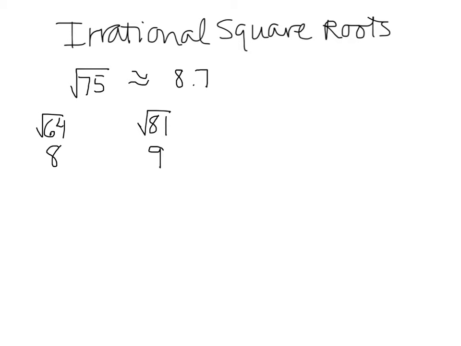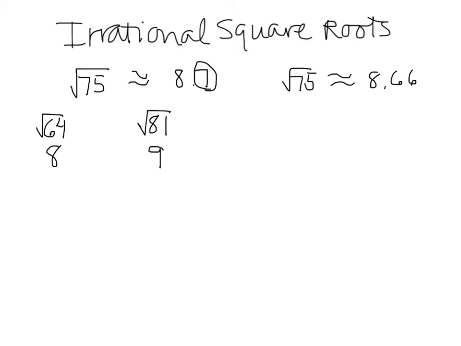In fact, in the beginning parts of your homework, you're asked to take square roots and round them to the nearest tenth. If you do take the square root of 75 and you use your calculator for this, it will tell you that it is 8.66 something. So clearly, if I'm rounding to the nearest tenth, that is 8.7.